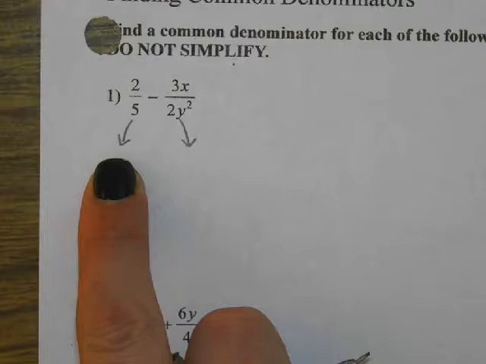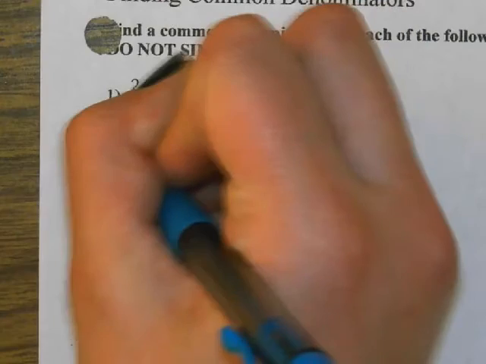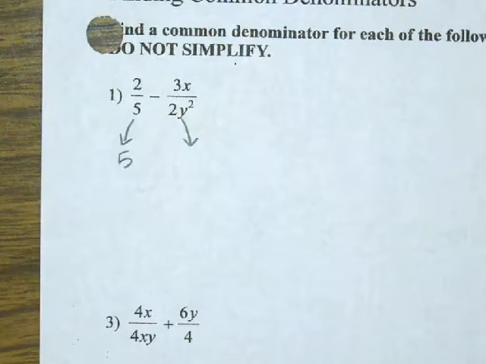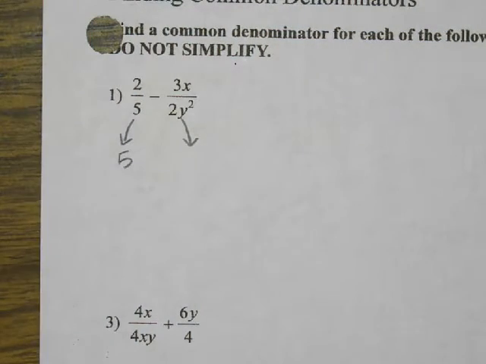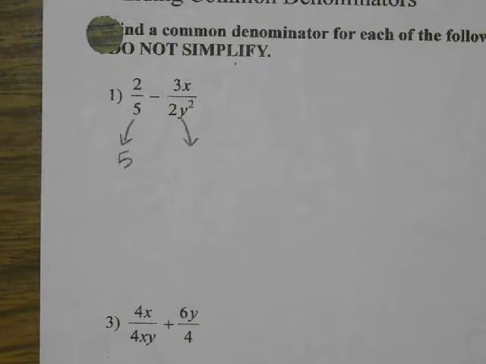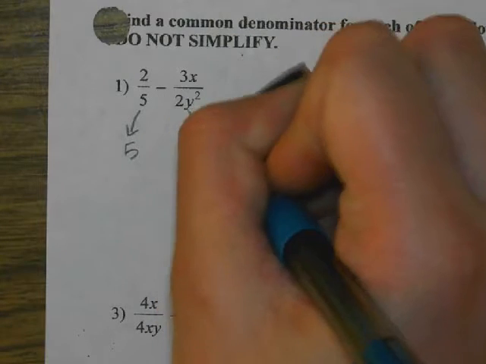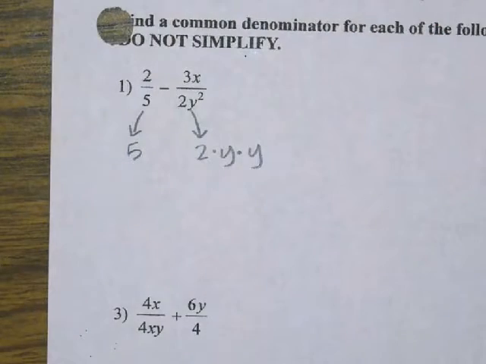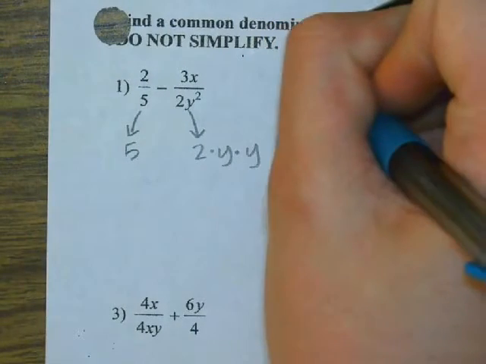All right, so what is 5? If I were to factor 5, what multiplies to give you 5? 5 and 1. And typically, we're not going to write down the 1 because it's kind of silly to say something multiplies by 1, because everything does. How about 2y squared? 2 times y, so 2 times y times y.